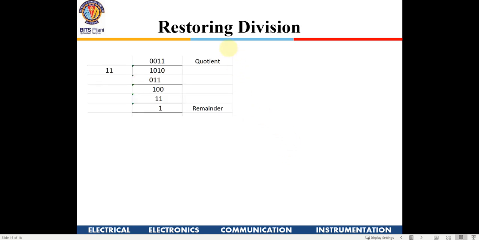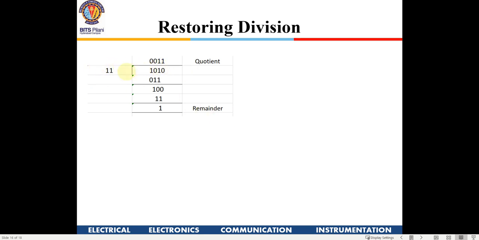Okay, so this we couldn't cover in the digital class because finally the syllabus was cut short. So let's try and understand how a division is done in the binary system. It's known as restoring division. This particular algorithm, we'll see why it's known as restoring.